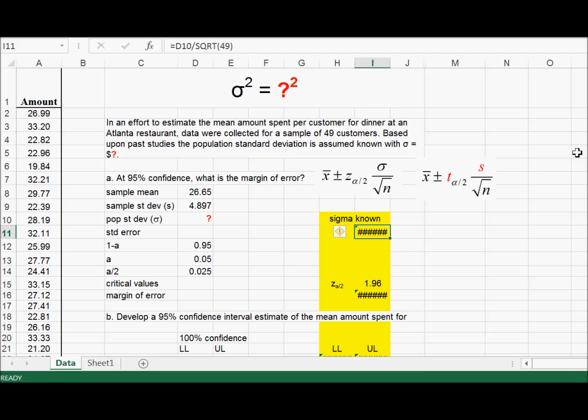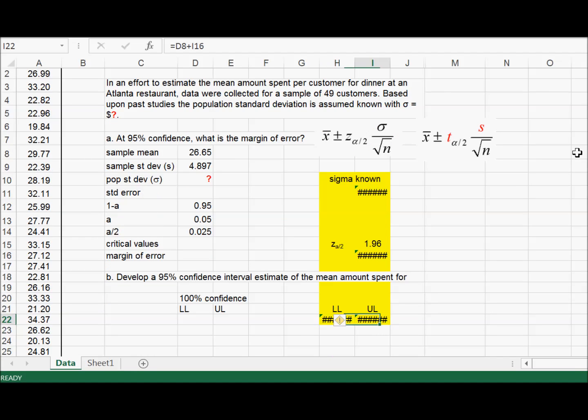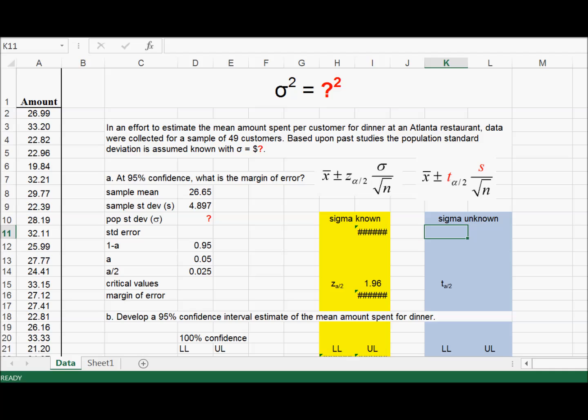So we have the sample standard deviation. We don't know the true standard error, right? We don't know the true standard error because this week the Greek god of numbers decided not to give us the true population standard deviation. So we can't calculate the true standard error or the true margin of error or the confidence interval. So what do we got to do? We have to get the standard error for the sigma unknown case.